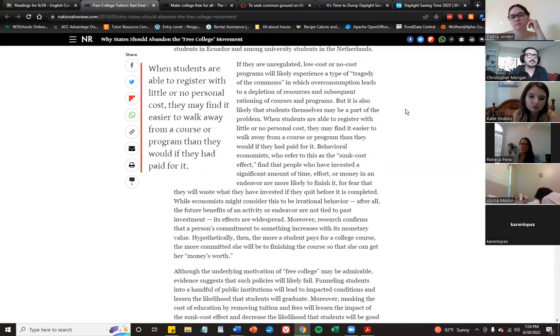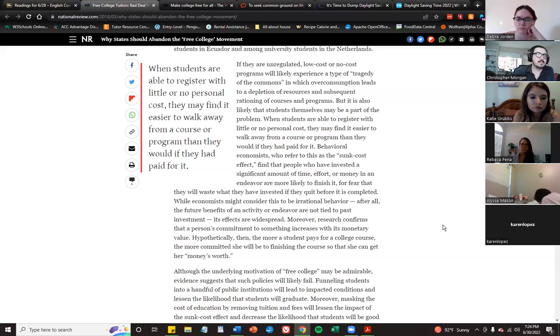But it is also likely that students themselves may be part of the problem. When students are able to register with little or no personal cost, they might find it easier to walk away from a course or program than they would if they had paid for it. Behavioral economists, who refer to this as the sunk cost effect, find that people who have invested a significant amount of time, effort, or money in an endeavor are more likely to finish it for fear that they will waste what they have invested if they quit before it's completed.